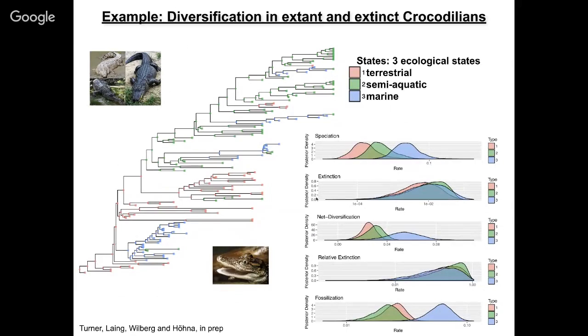And the nice example that we have been working on here is fossil crocodilians with the extant ones, and looking at different ecological states. So we have three different ecological states. They are terrestrial, semi-aquatic, and marine. We have this phylogeny with the extinct and extant fossils. And we see that, for example, all the extant crocodiles are semi-aquatic. We don't have any currently extant ones that are terrestrial or marine. What we have from the fossil record, we know a lot of them were marine or terrestrial.